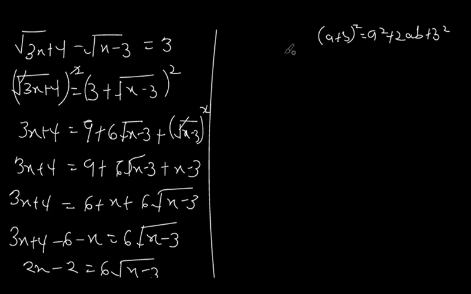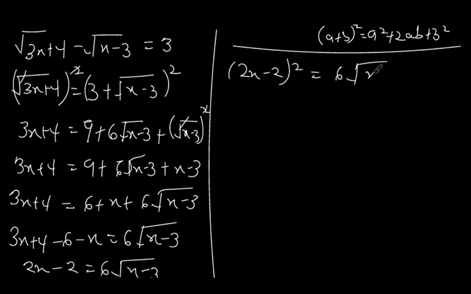So from here straight we can square both sides again, so we are having 2x minus 2 squared is equal to what? 6 root of x minus 3 all squared. Mind you, we are squaring because we want to get rid of the root sign over there so that we can simplify. So from here, using this same expansion, we will have 4x squared minus 8x plus 4 is equal to, now 6 squared will give us what? 36. So we will have 36.